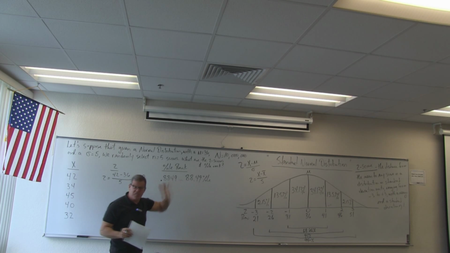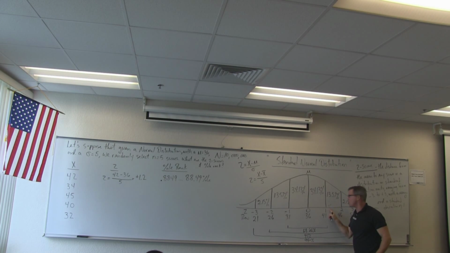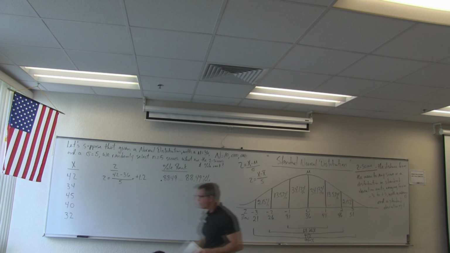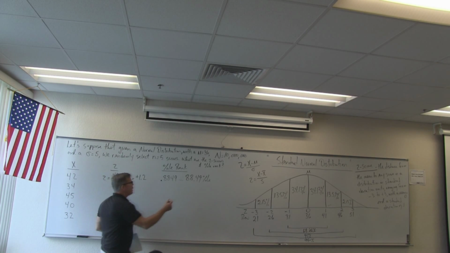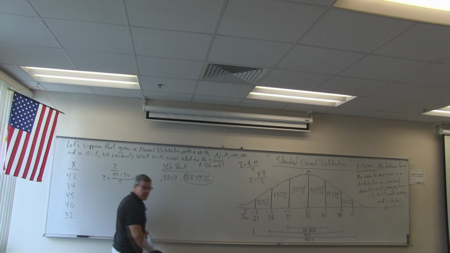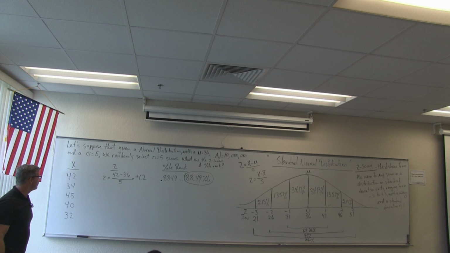This is actually not a percentage per se, it's the percent area. It's the percent area from this position back this way. What this is saying, class, is that this kid who scored a 42 actually scored better than about 88.5% of the people who took the test. Pretty good.